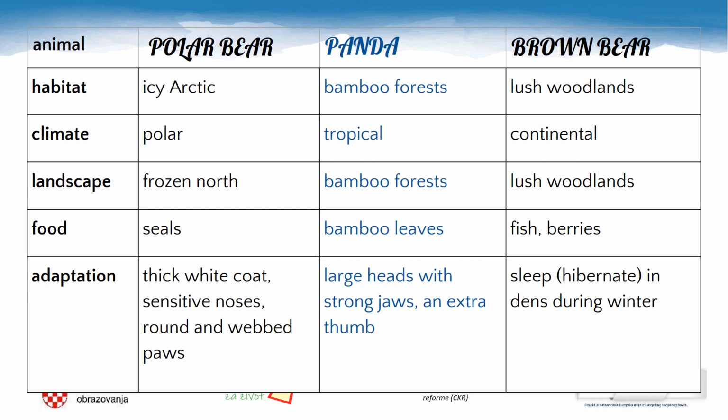Pandas live in bamboo forests in China. They eat bamboo leaves all day long. In order to be able to eat bamboo leaves, they develop strong jaws and an extra thumb. The climate is tropical.